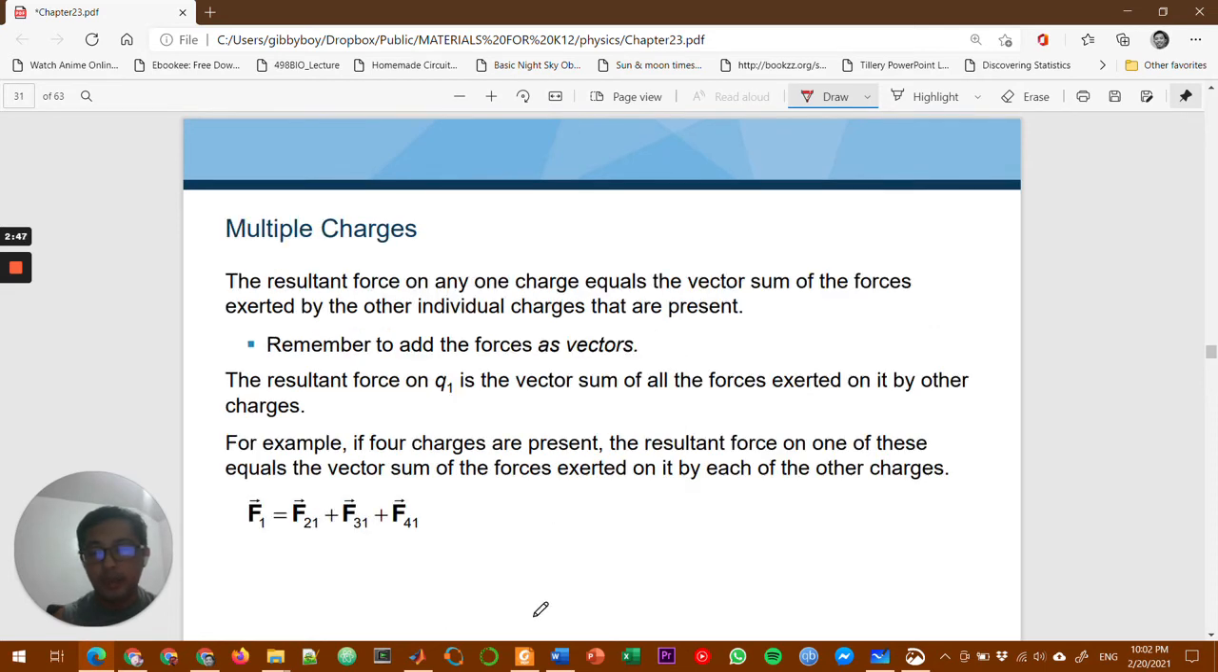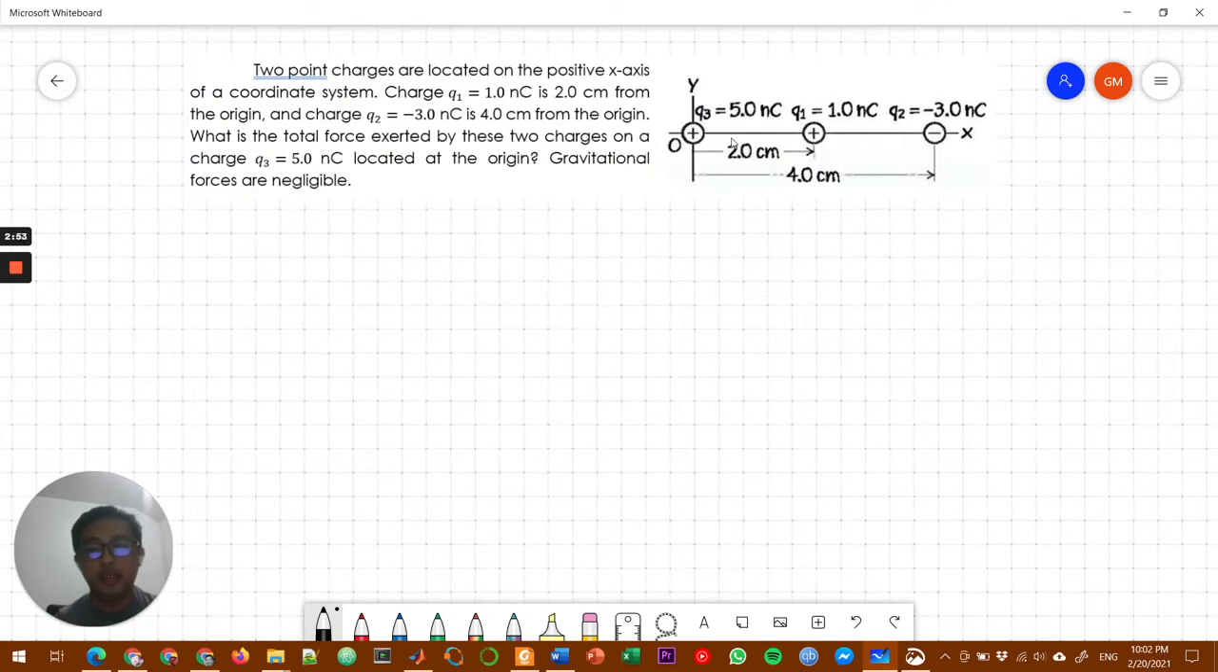So let's have an example. Ako nag-andaan dire. This one. So let's take a look at this. Let's have this example. So in this figure, we can see nga naay tulo ka charges that are lying on the x-axis. Okay, so you have 2 point charges located on the positive x-axis in the coordinate system. So you have charge q1.